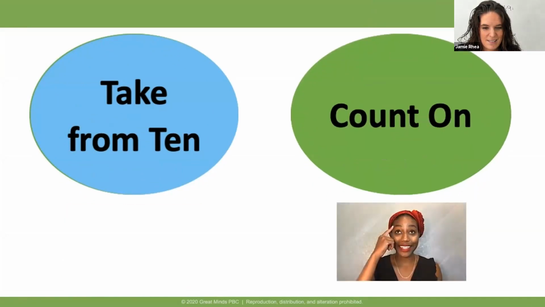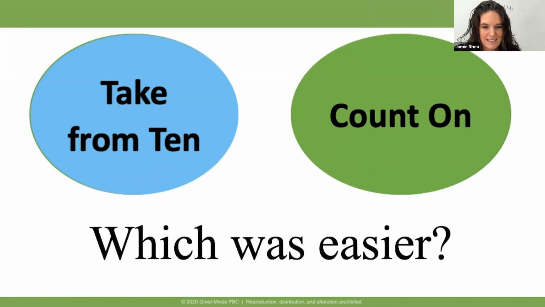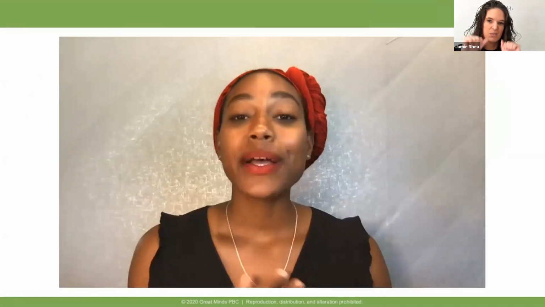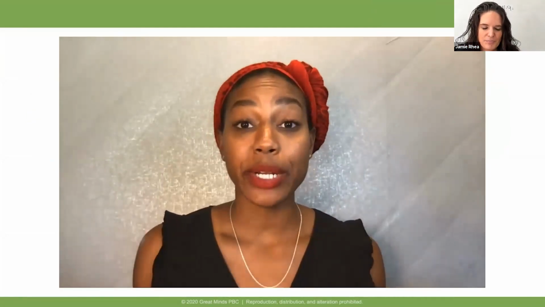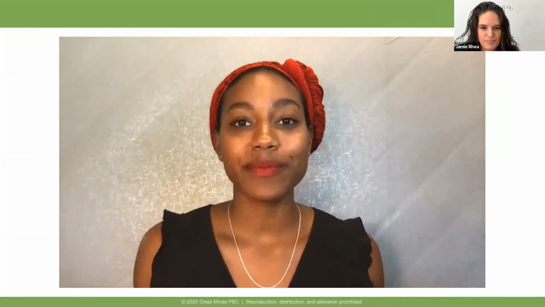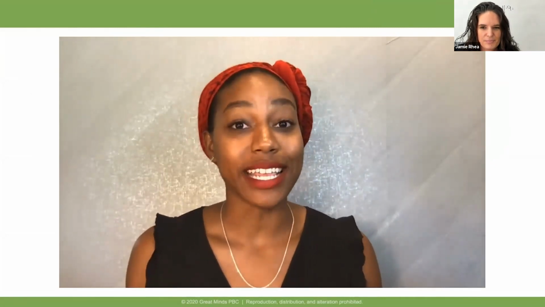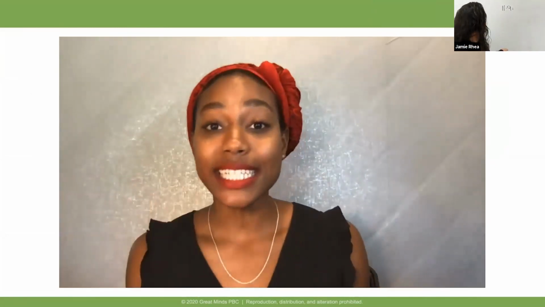9 in our head. And count on 10, 11. It's easier for me to count on that time because it's closer. 9 was closer to 11 instead of having to imagine another finger and then take from. Many of my students thought both were pretty easy, depending on the problem. So let's try another problem to see if one strategy is easier than the other.